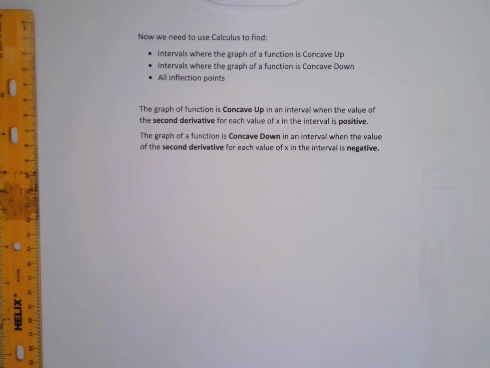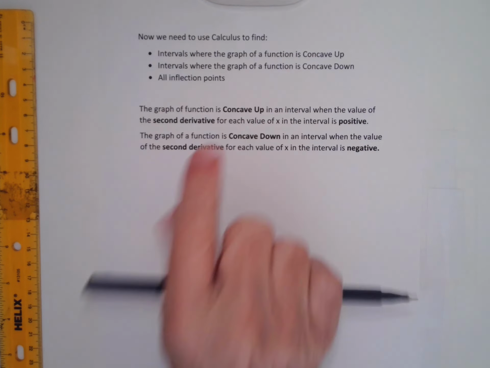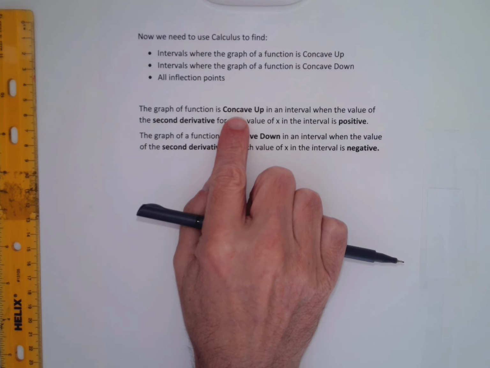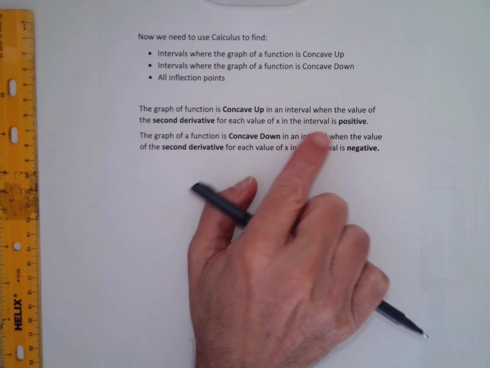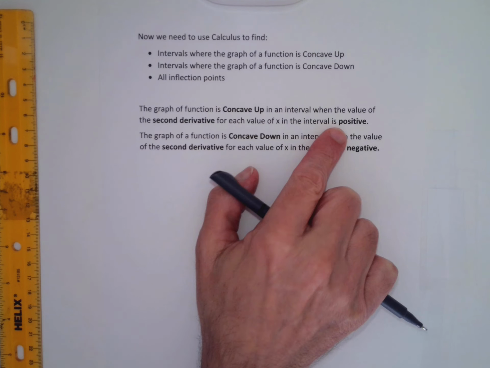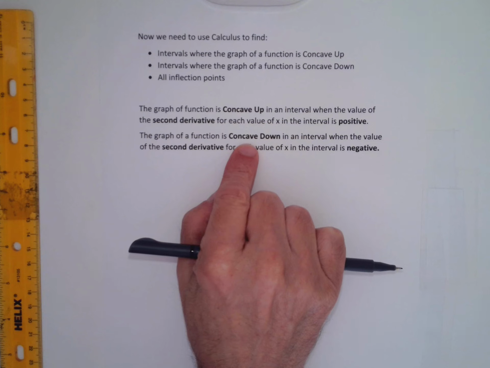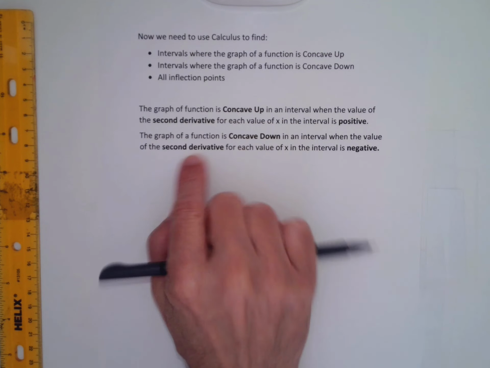Turns out that finding these intervals and inflection points is perfectly identical to what we did in section 3.1 to find the intervals where graphs are increasing and decreasing. But instead of doing the work with the first derivative, we do the work with the second derivative. So the graph of a function is concave up if the value of the second derivative is positive in that interval. The graph of a function is concave down if the value of the second derivative is negative.